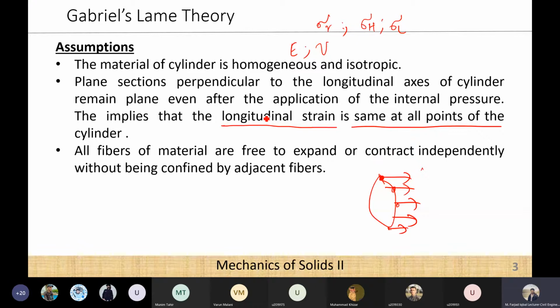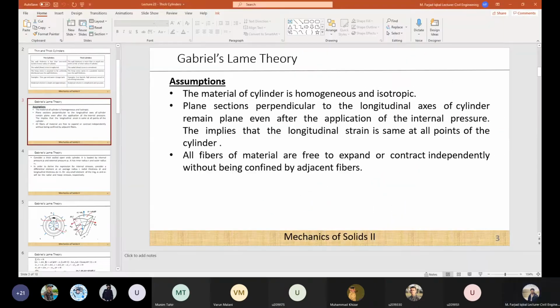And the third assumption is quite simple: the fibers of the material are free to expand or contract independently. For example, in the case of beams, we see that there are different layers. So if there are such layers, each layer has the tendency to contract or expand independently, and it does not have to take the impact of other layers. Now, the first two assumptions will be used in the derivation that follows, and I will show you where we have used this concept to make our work simple. So, let's move on to the derivation part.